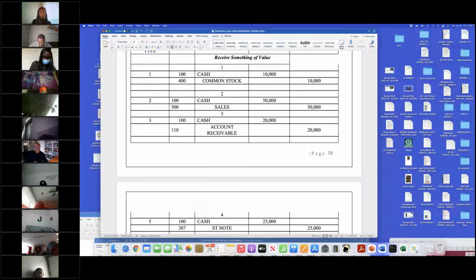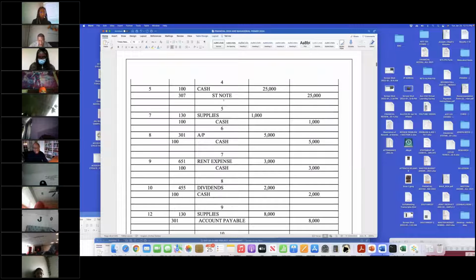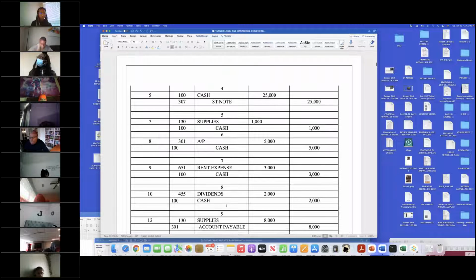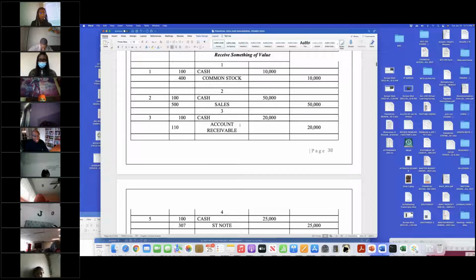So you can't have a 3, a collection on an account, unless you had a 15, a sale on account. You can't collect if you hadn't done the work. When you do the 15, you debit accounts receivable and credit sales. You already credited sales, so when you get to 3 and you collect the money, you don't credit sales again, you credit receivable. You've already recognized the sale in 15.